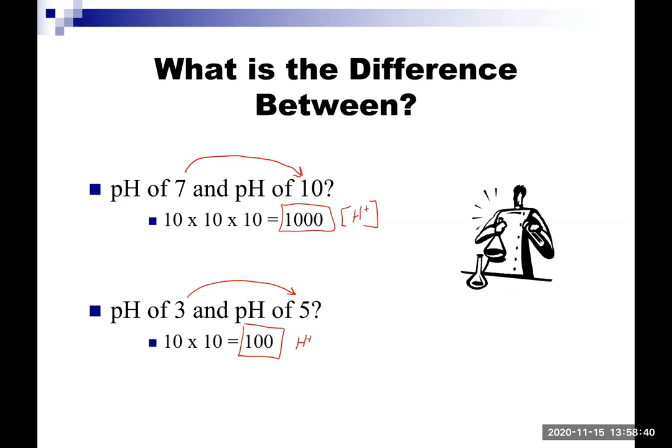H plus concentration. So now you can see why maybe people would die if you had a change in pH from 7.4 to 8.4, which is more basic, because that's actually a 10-fold difference in the concentration of H plus, which is putting someone in serious health conditions in their blood.